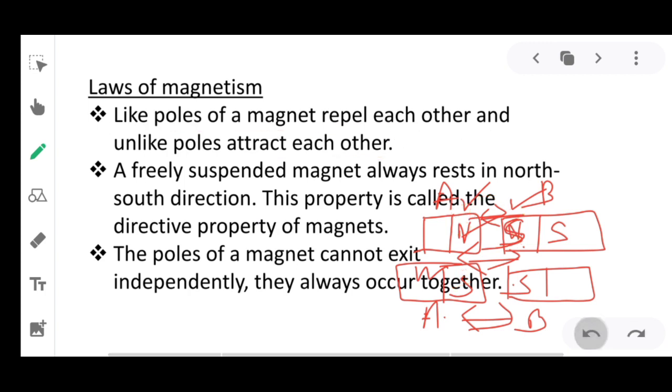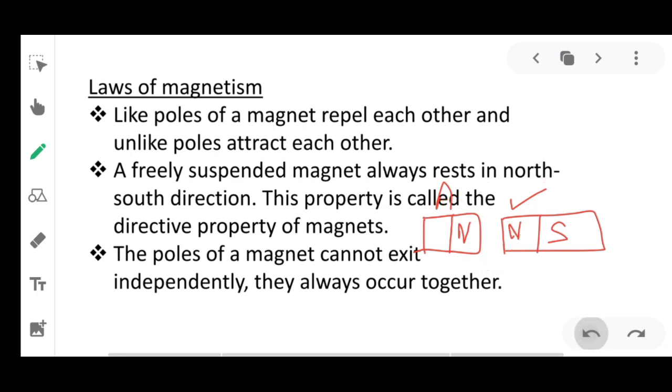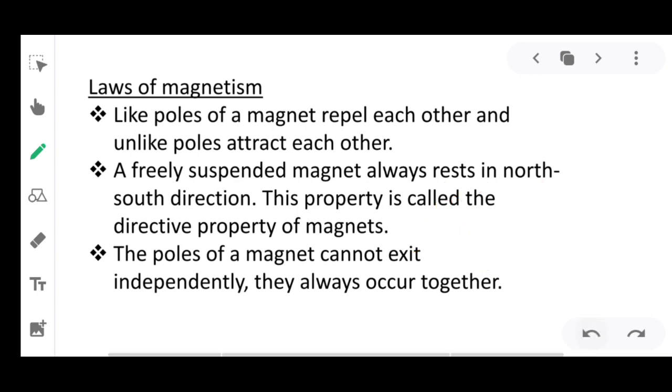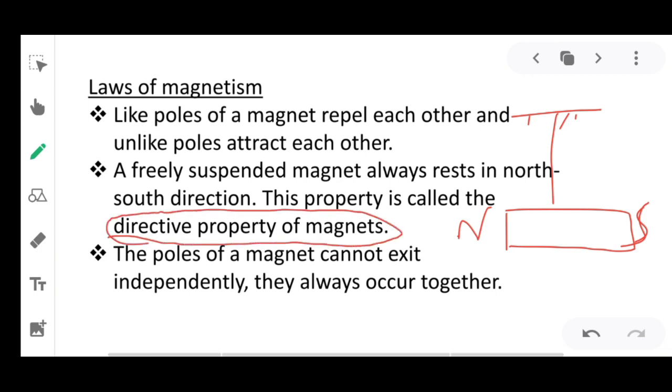Now if you suspend a piece of magnet, then it always rests in the north-south direction. If this is a magnet and we suspend it from a rigid support, then this magnet will always be in the north-south direction. It will never be in the east-west direction. It always stays in the north and south direction. That property is known as the directive property of magnets. Clear?